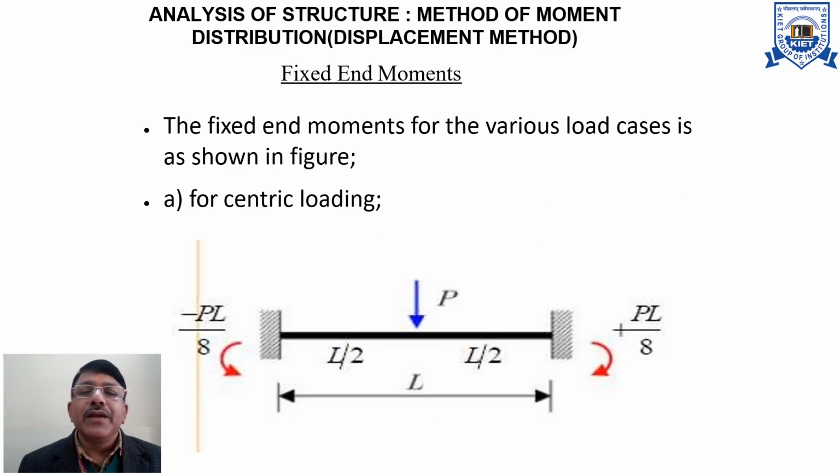Alright. Then this we have already discussed in the case of the slope deflection method, how to find the fixed end moments. So there are standard cases. If the point load is acting at the mid-span section of the given fixed beam, then the moments at the ends are, at the left end minus PL upon 8, and at the right end plus PL upon 8, like this.